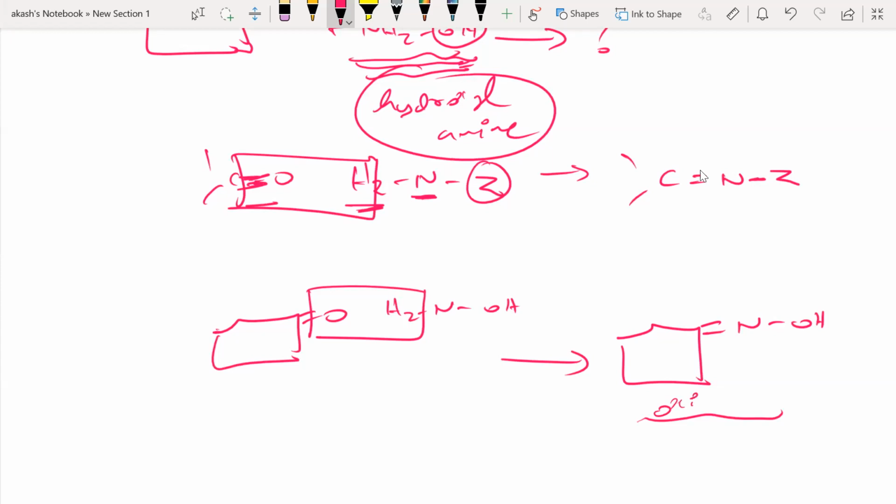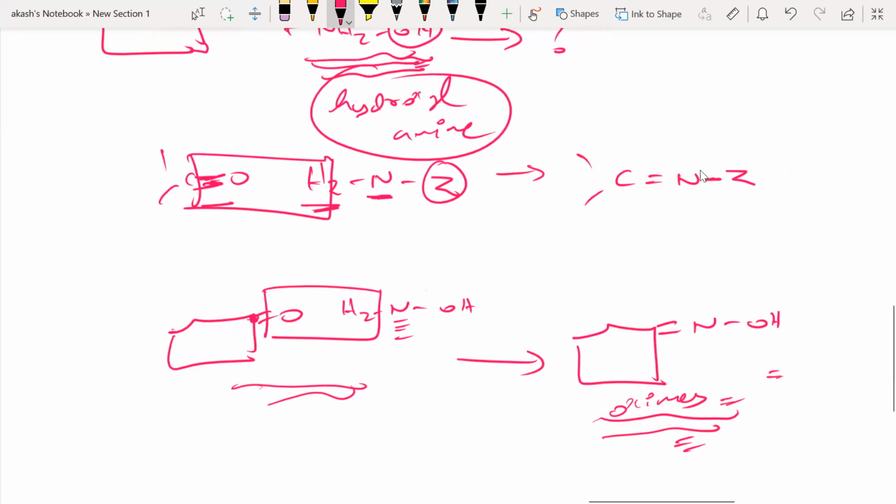Okay, they are called oximes, right? Hydroxylamine reacts with aldehyde or ketone to form oximes. I don't know the exact IUPAC name, just want you to know the type of compound. This type of compound is called oximes, right? And hope you remember the trick, right? Remove H2 from nitrogen and oxygen from the carbonyl compound, and make a double bond between this carbon and this nitrogen. Very simple.